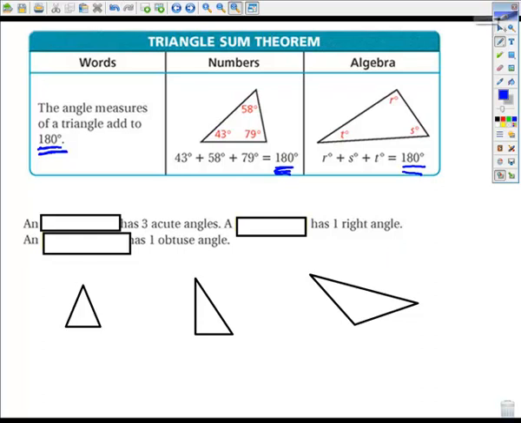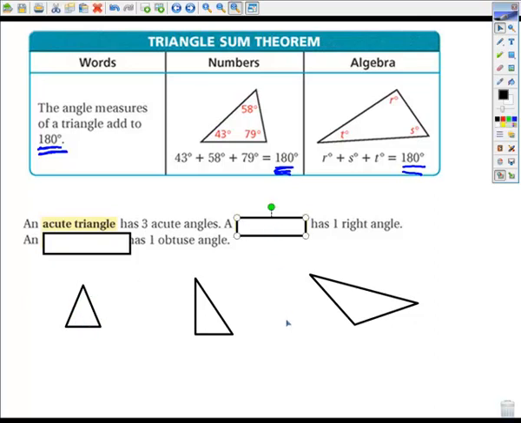All right, we do have some fill-ins here. Blank has three acute angles. The answer is an acute triangle has three acute angles. And here's an example of an acute triangle. Remember, an acute angle is an angle that's greater than 0 but less than 90. So in an acute triangle, all three of these would be acute.